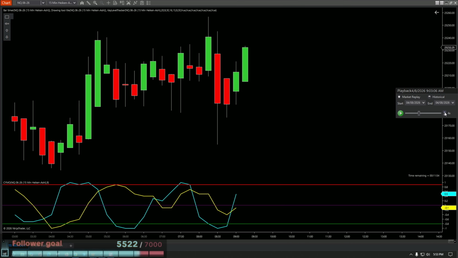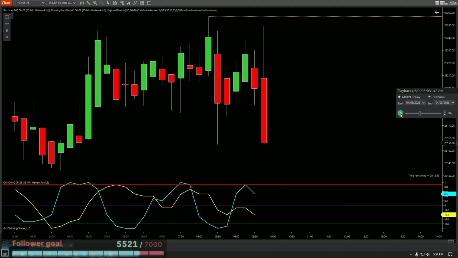Let me bump this up because otherwise it'll take forever to turn. The 15-minute chart is where you confirm your bias from the 60-minute. You've got the 9:15 bar right there, and we're heading right into the open right now.